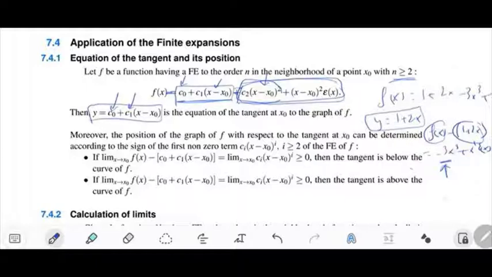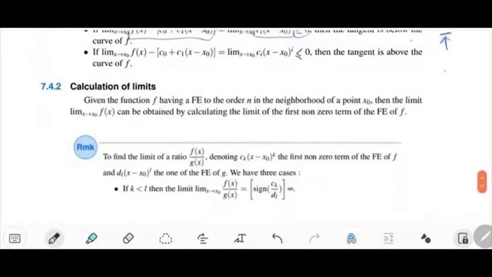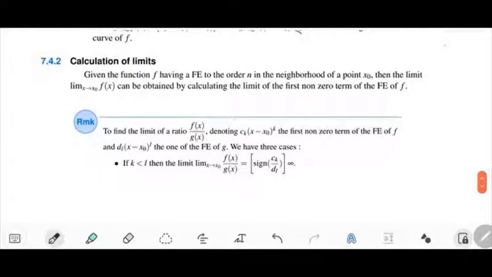If, for example, this term is 3x4, so that term x3 and x2 are not there, they vanish, they go to 0, then on both sides of 0, this term is negative. Then the graph of f on both sides of 0 is below the tangent, and this is how we do it. So we calculate the limit of f of x minus the tangent, which is the limit of the first term after the constant and the order 1 term, and this term, depending on its sign, will give me an idea of the position of the tangent. Now the second application is the calculation of the limits.